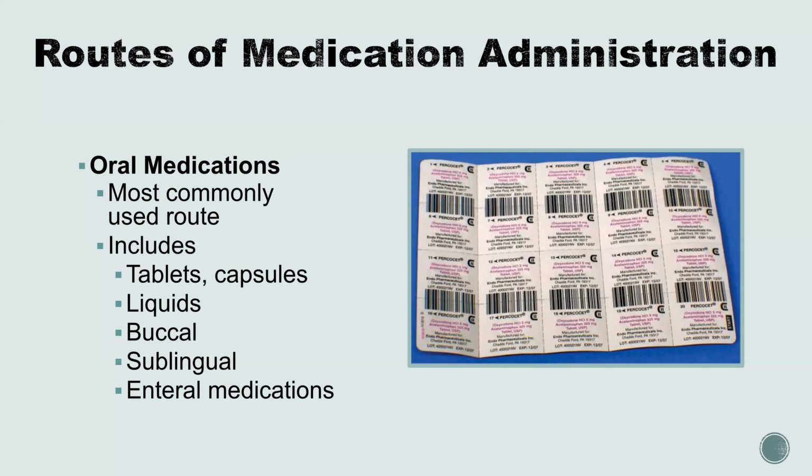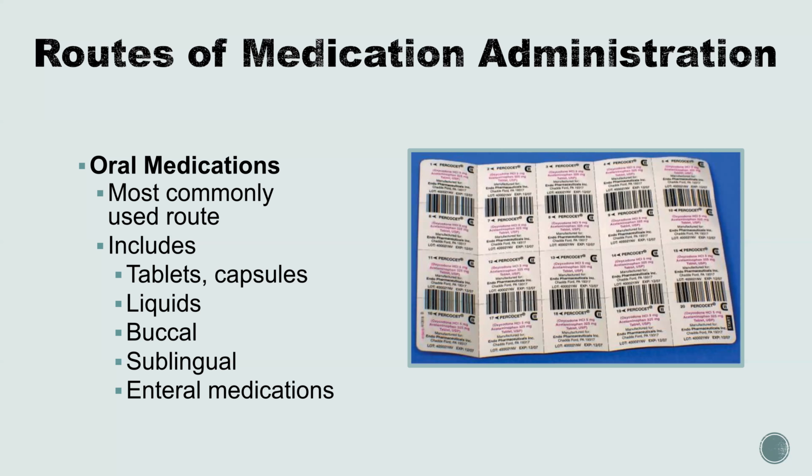Buccal and sublingual medications. Although these are both placed in the mouth, these types of medications are intended for absorption in the mucous membranes rather than the GI tract. Okay, so some soluble forms of medications and enzyme preparations are administered by this route and are rapidly absorbed within seconds. Buccal medications are held in the cheek and sublingual medications are held under the tongue.